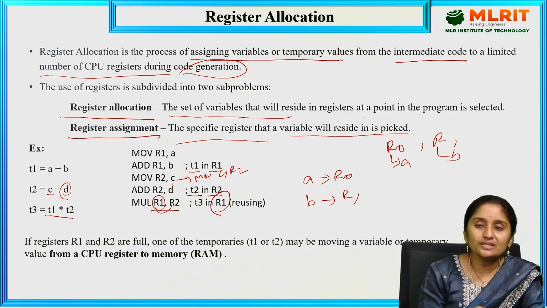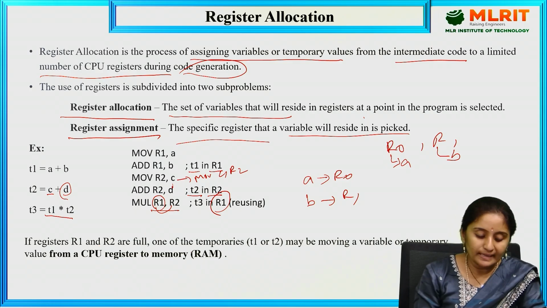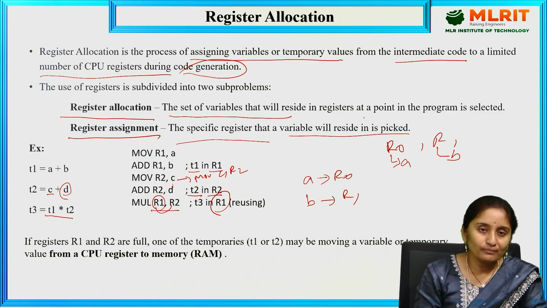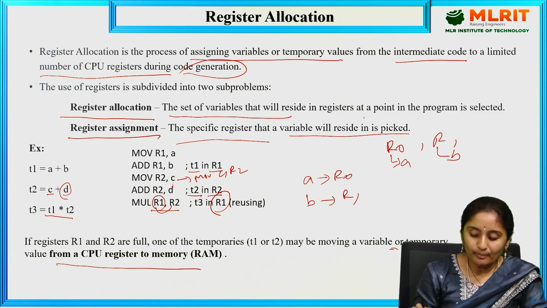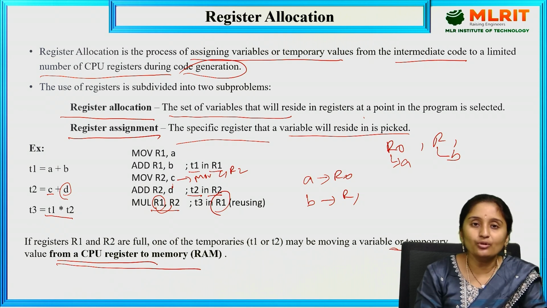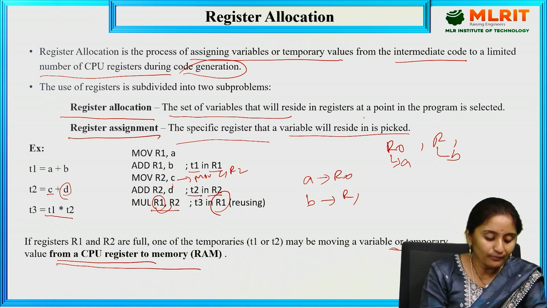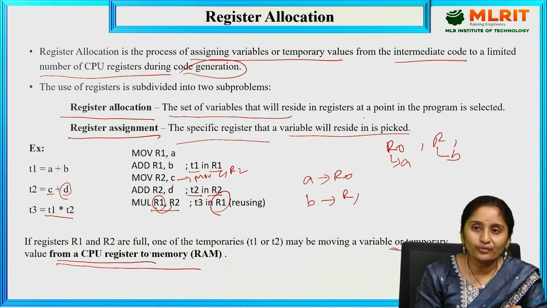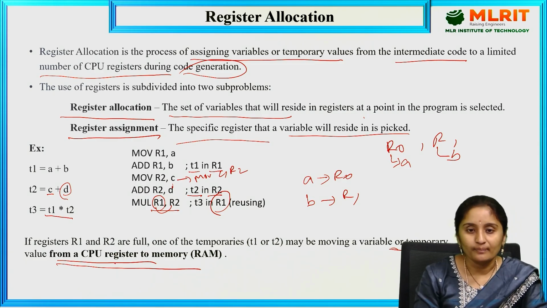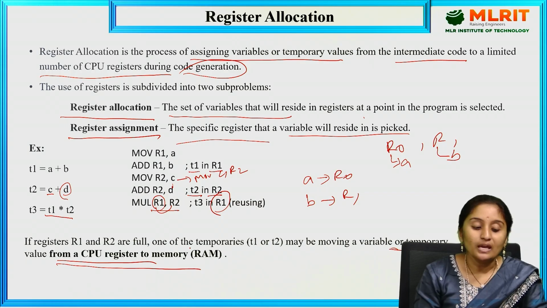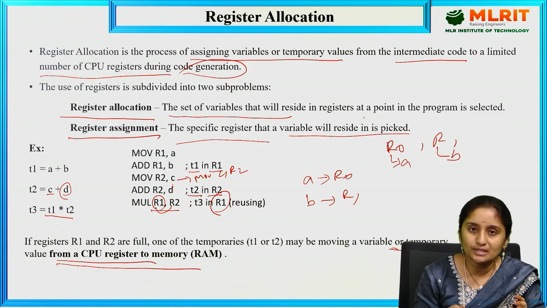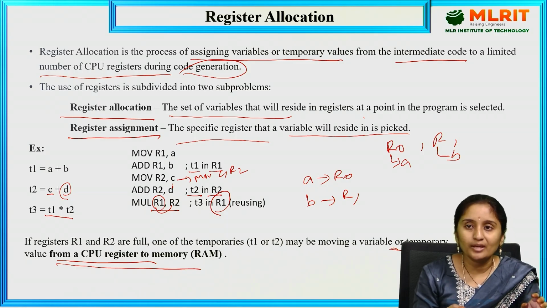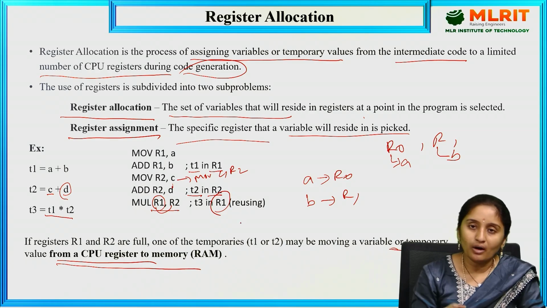Here, if registers R1 and R2 are full, one of the temporary variables like T1 or T2 can be moved from a CPU register to memory. So that is register allocation. When we allot the registers and they are full, we can move one of the temporary variables from the CPU register to the memory or RAM.